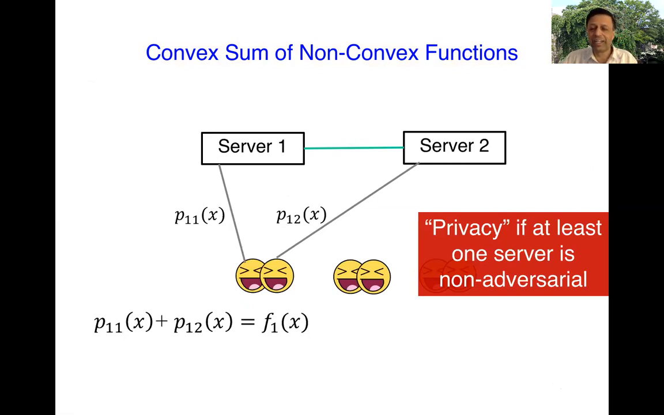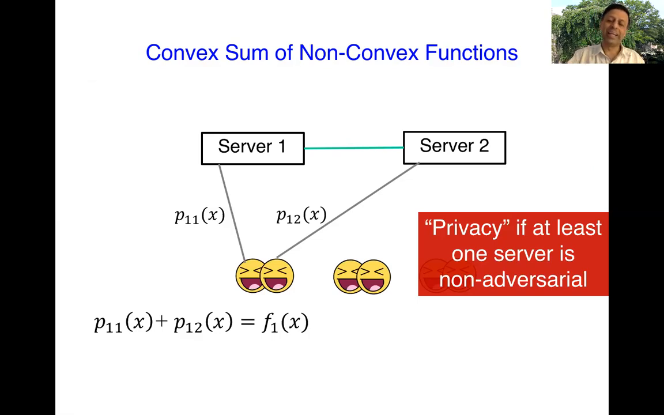So this solution is not for all settings because we need multiple servers. Some of the other previous solutions actually don't need that. We may not give the same notions of privacy as some of the other solutions can give you. But this is one more tool in the tool chest for achieving privacy for distributed optimization.